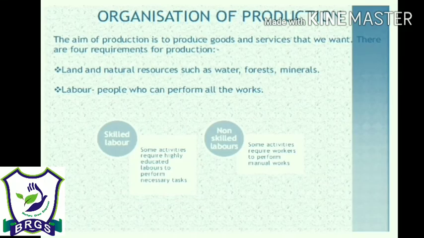The first thing is production. The aim of production is to produce goods and services that we want. There are 4 requirements for the production of goods and services. The first requirement is land and other natural resources such as water, forest and minerals. As we can see, land is a scarce resource.